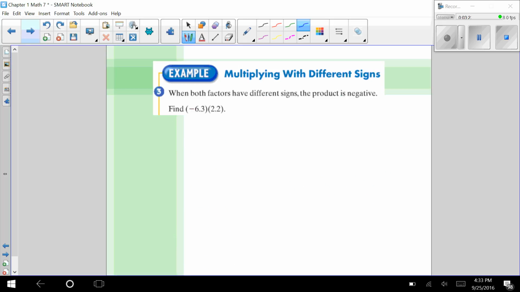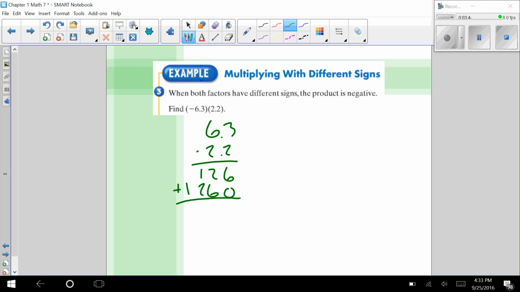When both factors have different signs, the product is negative. So remember, a negative times a positive, or a positive times a negative, is a negative. Line them up just like before. 6.3 times 2.2. 3 times 2 is 6. 6 times 2 is 12. Insert a 0. 3 times 2 is 6. 6 times 2 is 12.